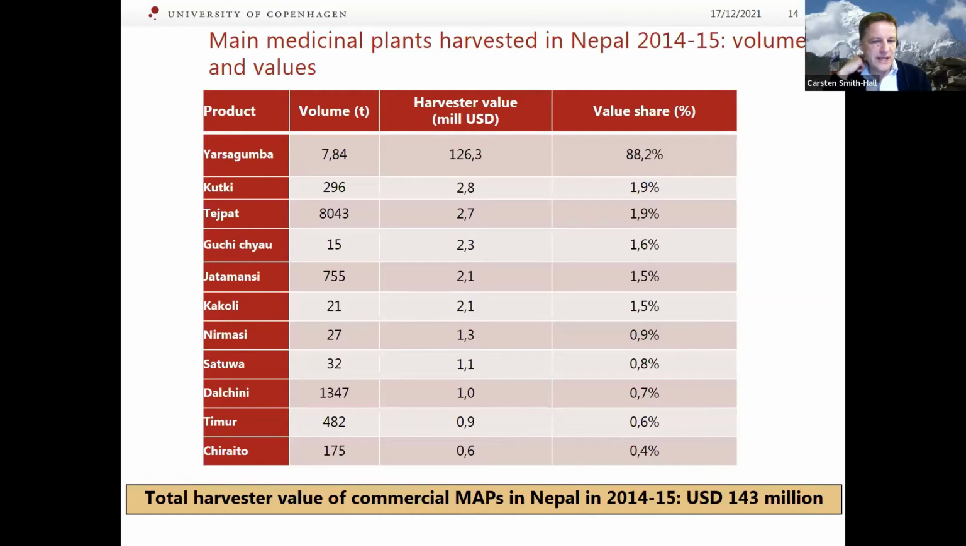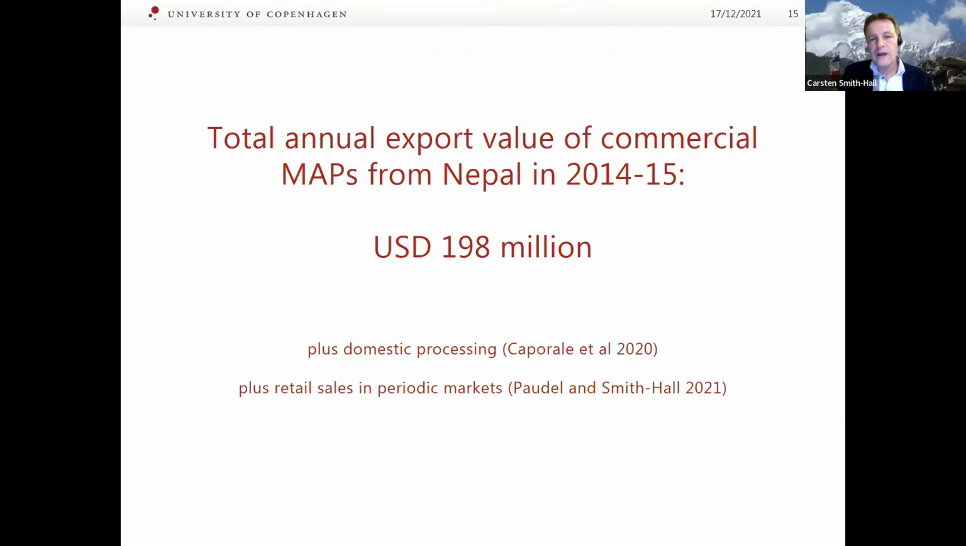We estimate in this case here of 2014 to 15, the total value to harvesters in Nepal of $143 million. If we look at the export value, it's in this case around $200 million. And of course, you might say, is that a lot or not? And around here, it is a lot. Actually, this makes the unrecorded export of medicinal plant products from Nepal the country's most valuable export item. It surpasses all other product groups. So clearly something very, very important.